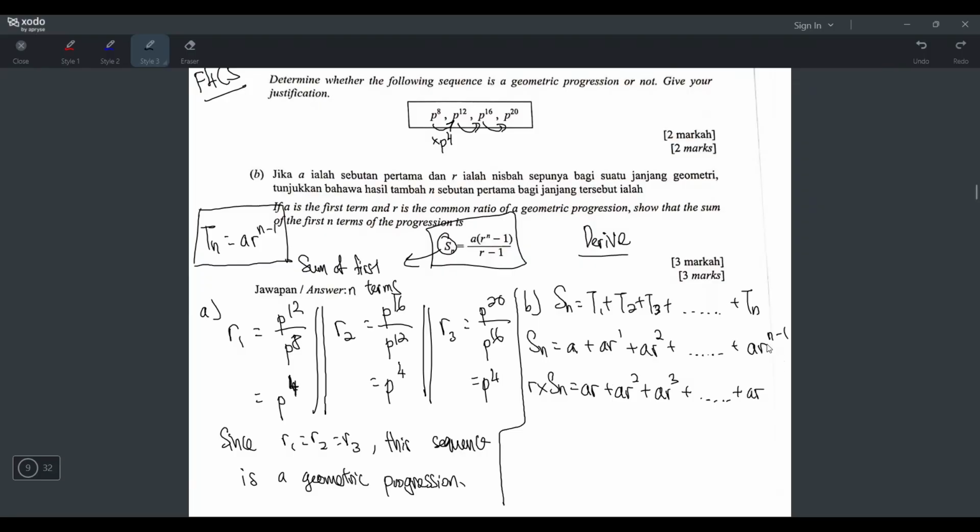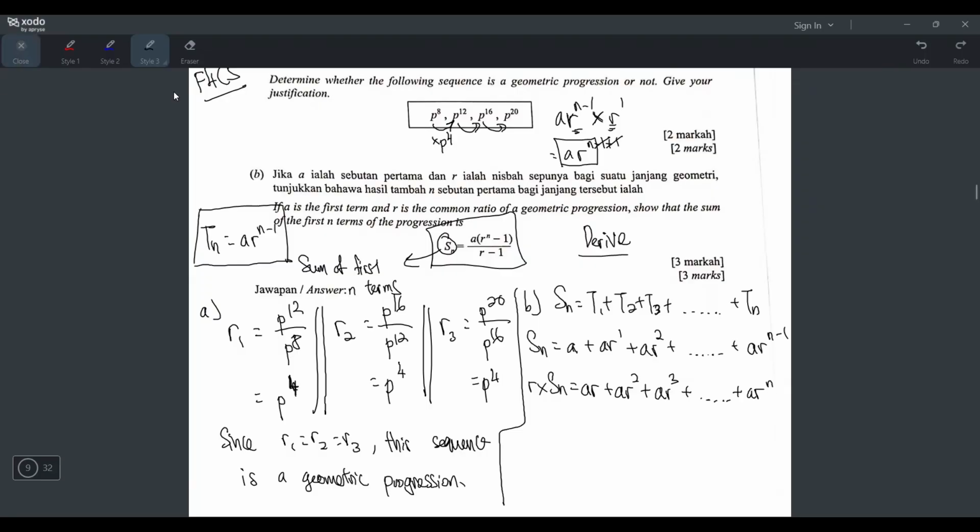Okay, so what is AR power n minus 1 times R? You will get AR power n, I think. Let me show you why. Because AR power n minus 1, when you times with R, means you times with R power 1. And when you have the same base and you multiply, the powers need to be added. So it becomes AR power n minus 1 plus 1. But negative 1 plus 1 is 0, so you're left with AR power n. That's why here I write AR power n.